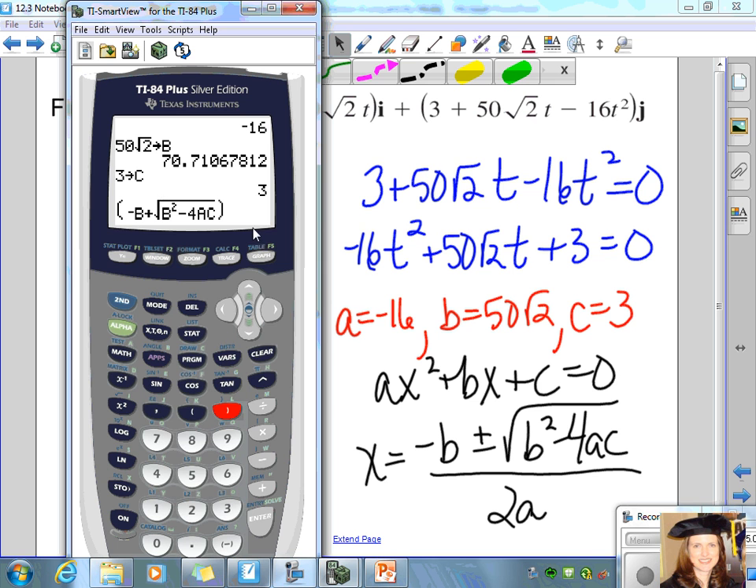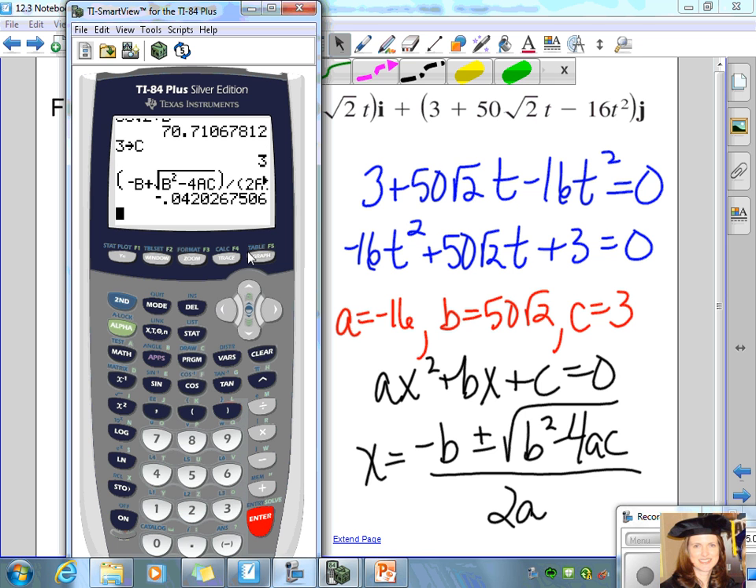The positioning of the parentheses is going to make a big deal here. So if you get a different answer, you want to go back and make sure that you're putting in the parentheses in all the right places. I'm going to put parentheses around the whole numerator and the whole denominator, plugging in actually the letters A, B, and C instead of those values.